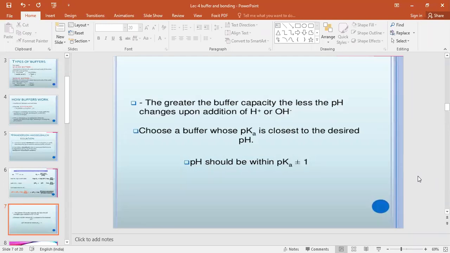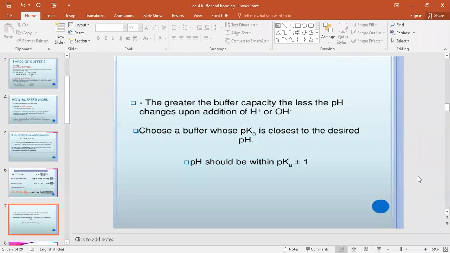Okay, that buffer should be made up of a strong acid. If you get a lower pKa value, then you can say that your buffer system is stronger. And if you get a higher pKa value, then your buffer system is not stronger. Okay, means your buffer is a weak buffer, and the capacity of that buffer is very low.